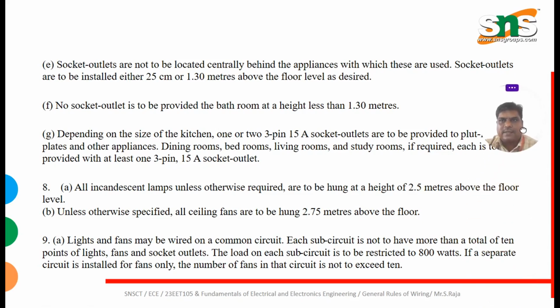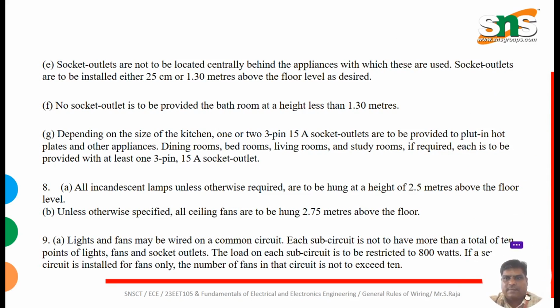Socket outlets are not to be located centrally behind the appliances with which they are used. Socket outlets are to be installed either 25 cm or 1.30 meters above the floor as desired. Next, if a socket outlet is to be provided in the bathroom, it is to be at a height of less than 1.3 meters. Depending on the size of the kitchen, one or more 3-pin 15 ampere socket outlets are to be provided to plug in hot plates or other appliances.